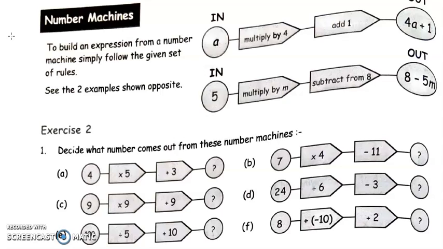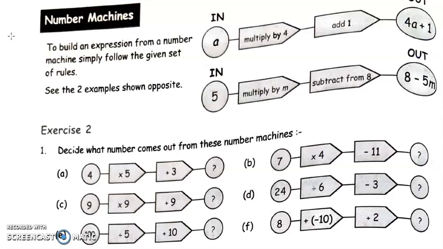Alright, so an expression is a sentence with a minimum of two numbers and at least one maths operation. That could be addition, subtraction, multiplication, or division, for example. Alright, so let's have a wee look at the two examples. Now, we're going to be looking at these ones, and these are two-step function machines, or two-step number machines.